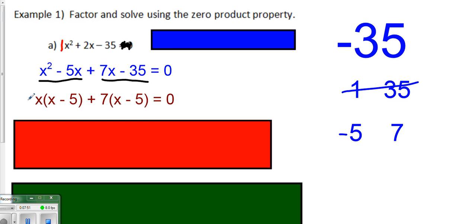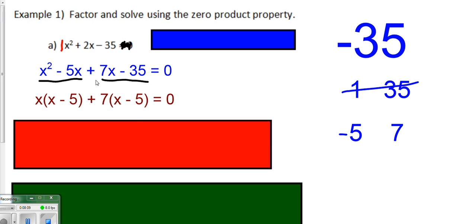Out of these two, I'm going to underline the two pieces that we are grouping. Out of these two, we can take x out front, and we're left with x minus 5. Out of these two, we can take 7 out front, or positive 7. That's why it's plus 7. And we'd have x minus 5 here. And again, all of it added up is still set equal to 0.